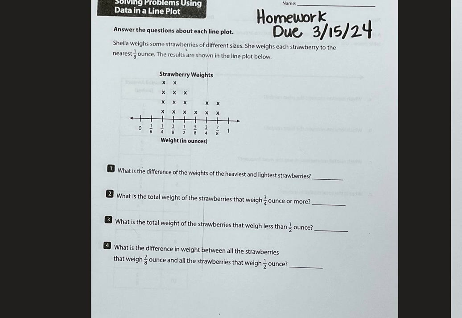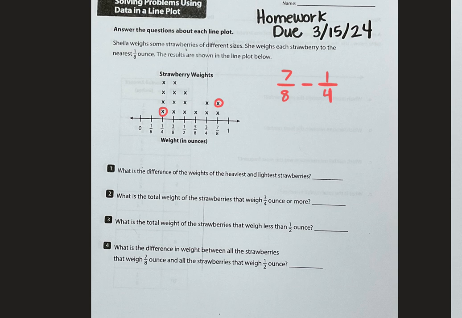Number 1 says, what is the difference of the weights of the heaviest and lightest strawberries? Well, to find that out, we're going to take 1 of the heaviest and 1 of the lightest strawberries, take 1 of each. The biggest one or the heaviest one would be 7/8 of an ounce. And then the smallest one or lightest one would be 1/4 of an ounce. Sorry, I said pound, it's an ounce.